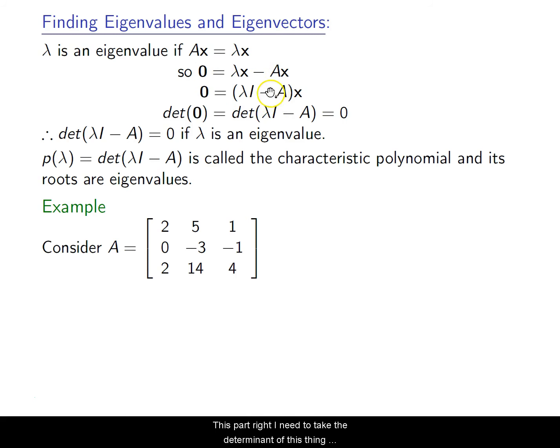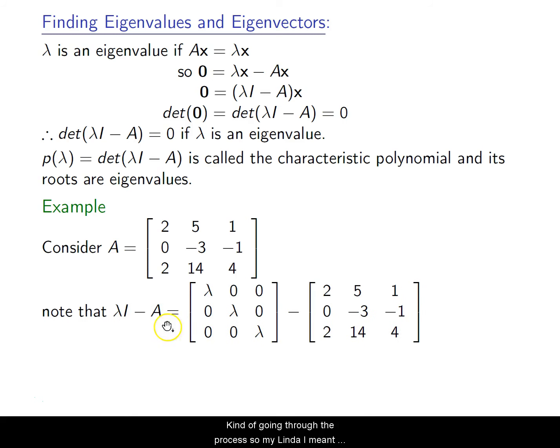I need to take the determinant of this thing, this lambda I minus A. So maybe I need to find that first. We'll go through the process for this first example. For the examples after this, we'll see that it's actually very, very easy to calculate this right off the bat without even going through the process.